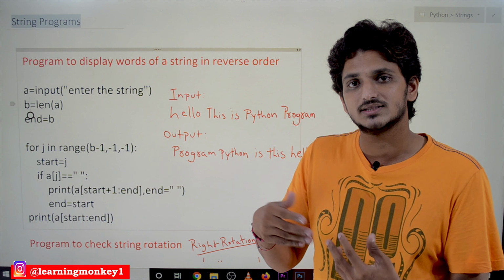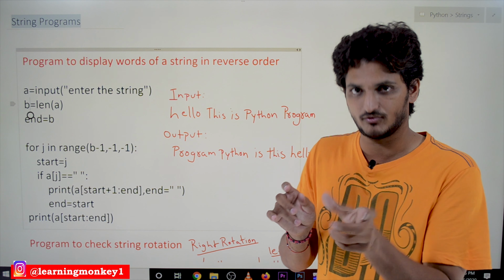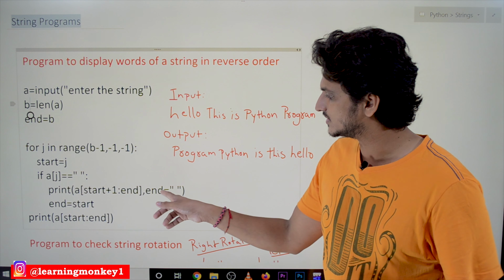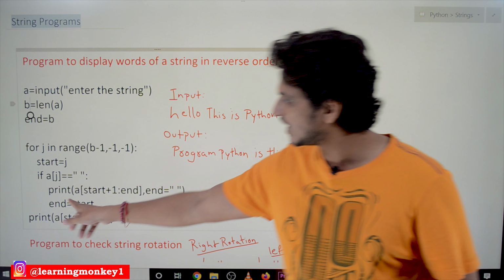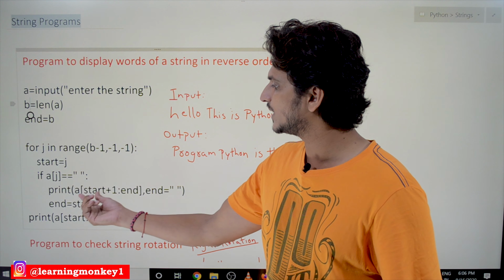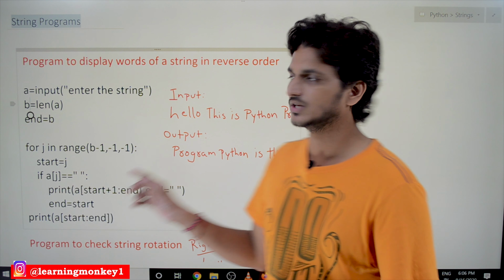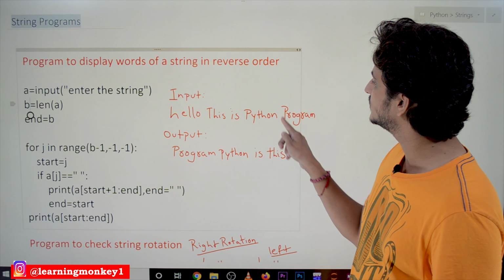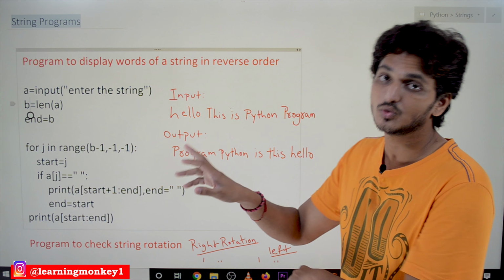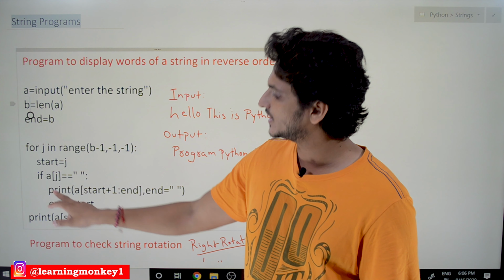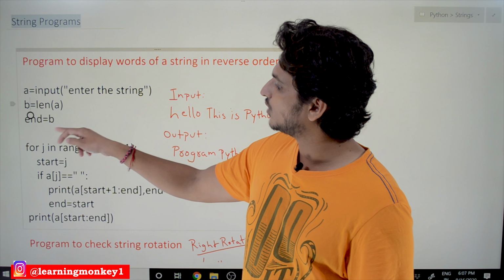If you want to stay in the same line after printing a value, we use this end is equal to empty space. Now after displaying the first word, end is pointing to this position. That's why start is updated to end. So again it will go into the loop.